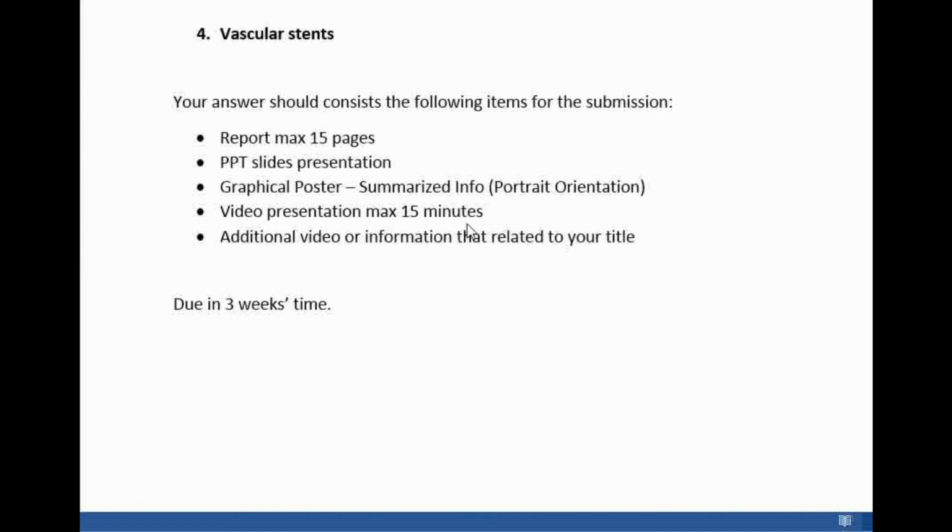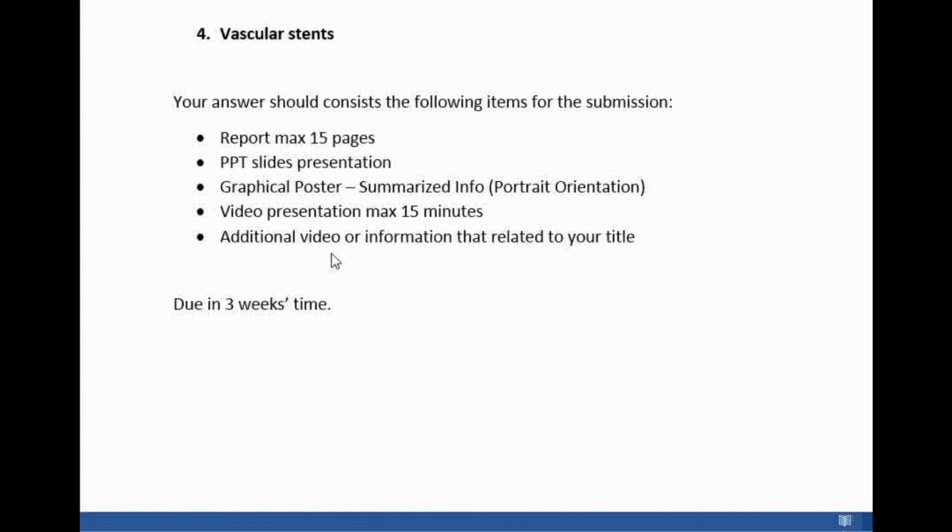Video presentation, maximum 15 minutes. So this one is up to you who will do the presentation, but you are given a maximum of 15 minutes. If you can finish before 15 minutes also it is fine. The video presentation should be clear, the sound is clear, and a good background or proper environment. Sometimes they embed the slides, the information, that's also okay, and also your members presenting the work. Right, last but not least, additional video or information related to your title.